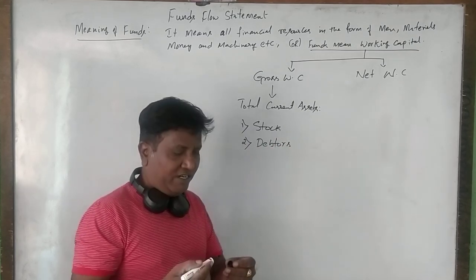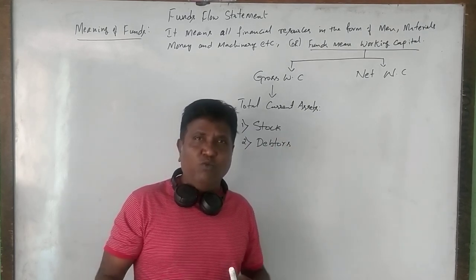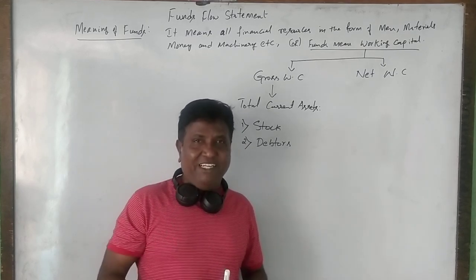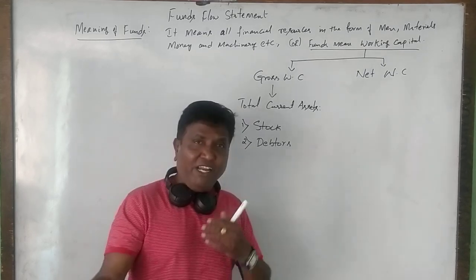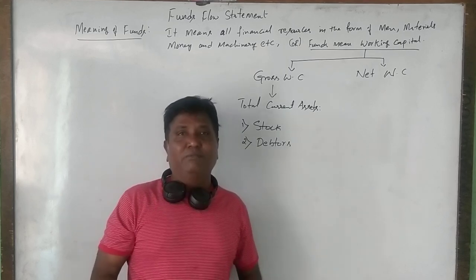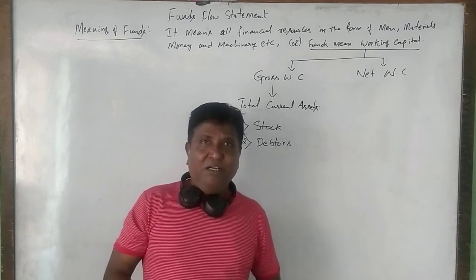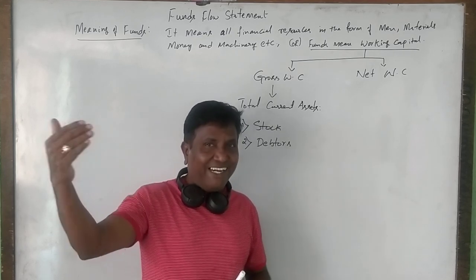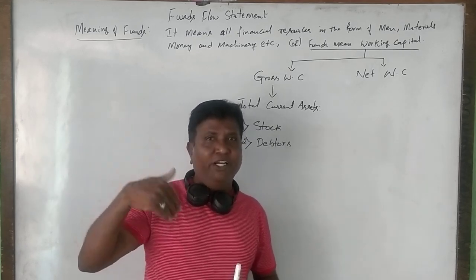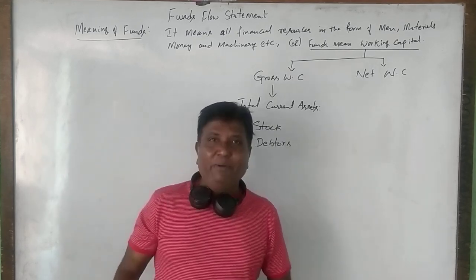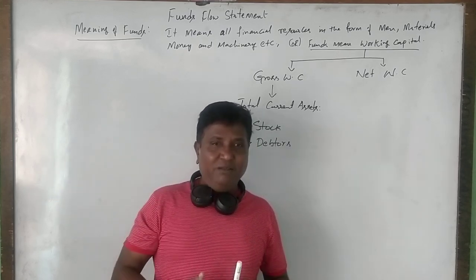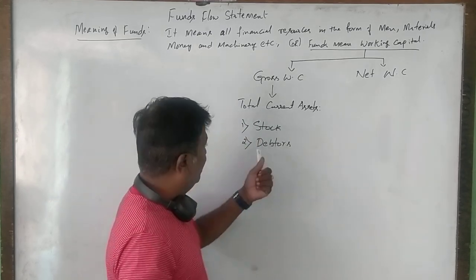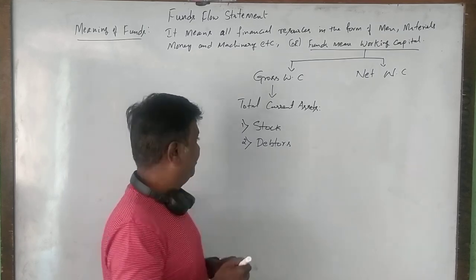Who is a debtor? A debtor is a person who owes money to the business. Such money, which we are expecting from our customers, is called a debtor. If you sell goods on credit, your customer needs to pay after some time. So you will be expecting money from your customer, who becomes a debtor when you sell goods on credit. This is what we call a debtor.